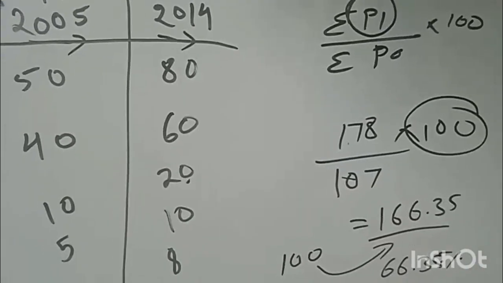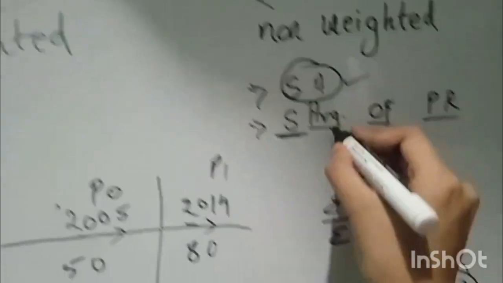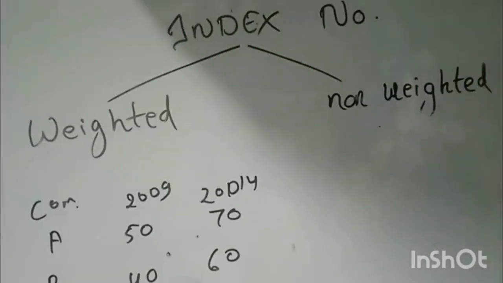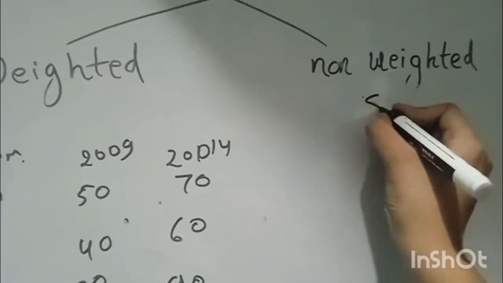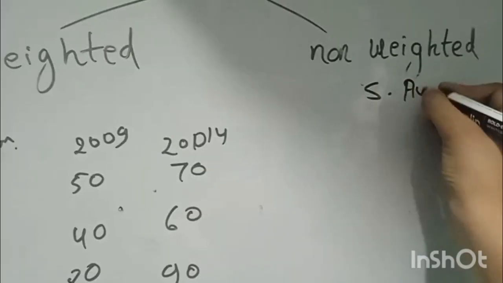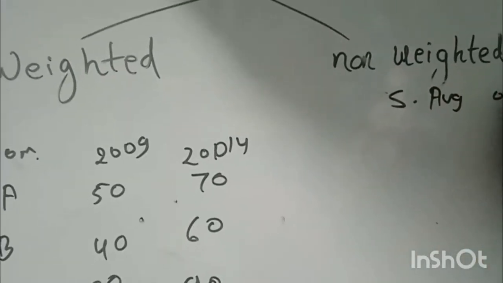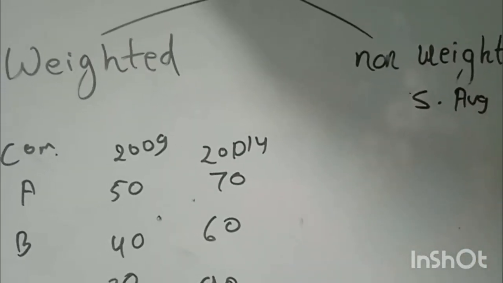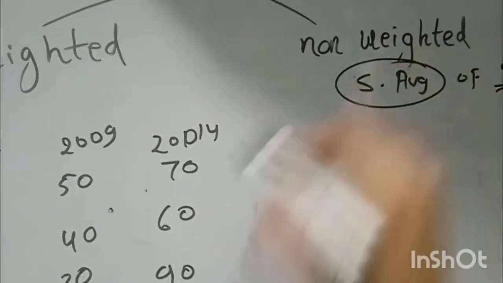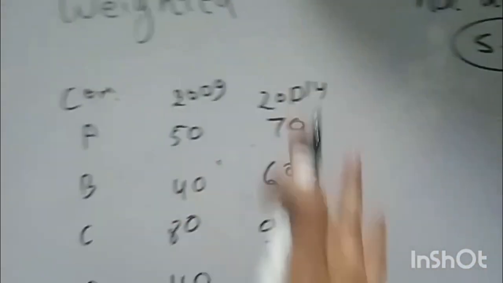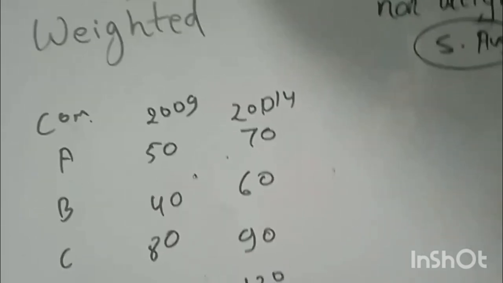Okay, simple. Now we will see simple average of price relative. What does this method say? What is the name of this formula? Simple average of price relative. You have to find the price relative of all the commodities and then find the simple average of all.